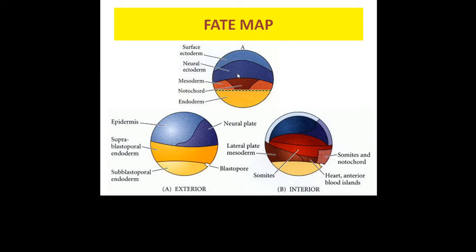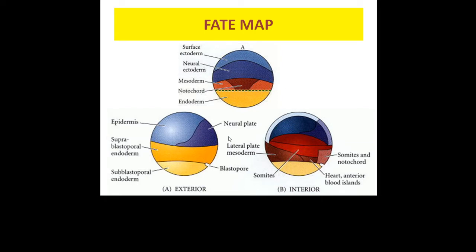The blue color shows the ectoderms. That means the cells in these regions will form the ectoderms or ectodermal derivatives in future. The yellow color shows the endoderms. So these cells will form endodermal regions in future. And the red and dark red color are the mesodermal regions.